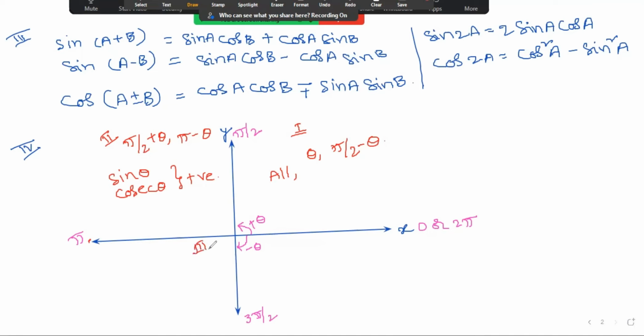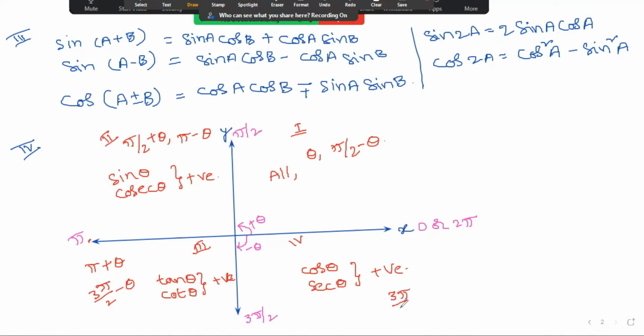When we come to the third quadrant, the angle will typically be pi plus theta or 3 pi by 2 minus theta. These two will come into this picture. Here, tan theta and cot theta are positive. When we come to the fourth quadrant, cos theta and secant theta are positive.